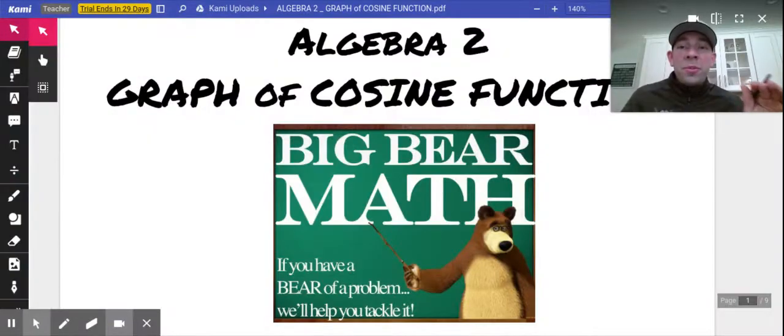Oh, we are absolutely crushing some trigonometry. And today we're going to focus on just the graph of the cosine function. Now, I will add this: I think there's a lot of overlap and a lot of similarities between the cosine function and the sine function.